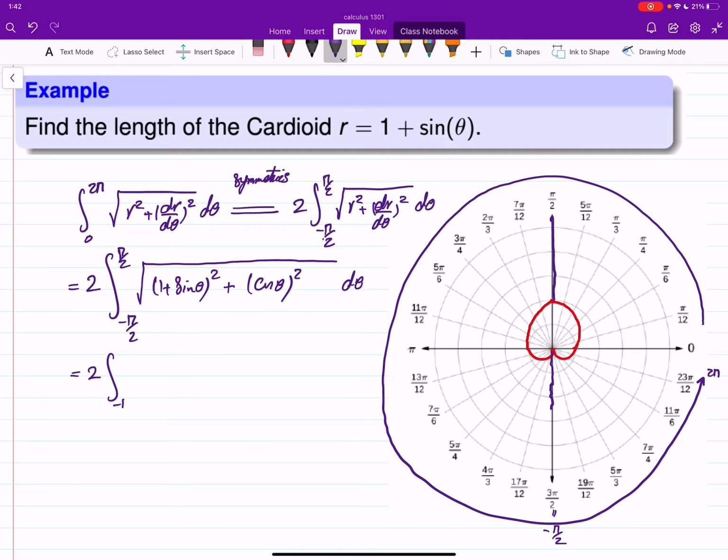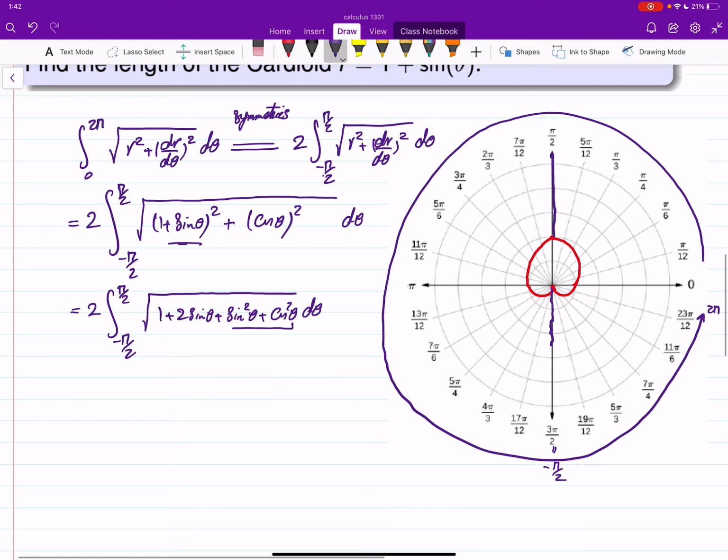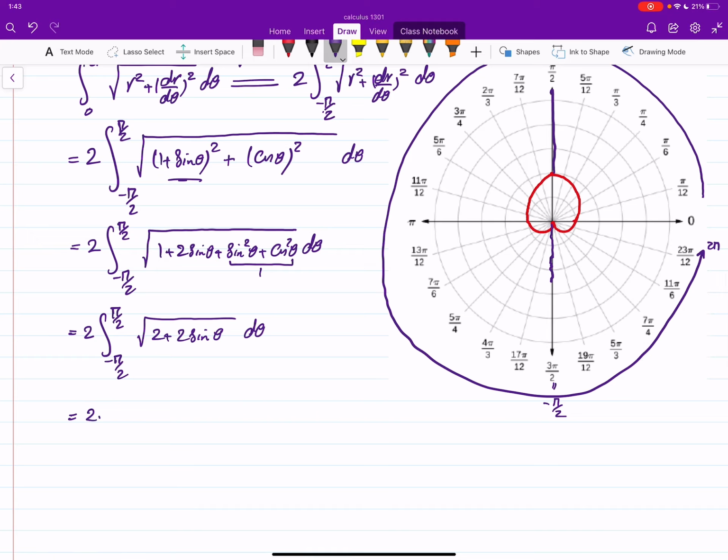This is 2 times the integral from negative pi over 2 to pi over 2. Well, expand this guy: 1 plus 2 sine theta plus sine squared theta plus cosine squared theta d theta. Well, these two will add up to 1. So what we have here is the square root of 2 plus 2 sine theta d theta. This integral, okay, let me factor out root 2. So I want to get it to the simplest form so I can show you how to integrate this guy.